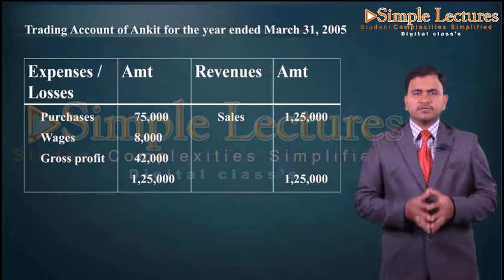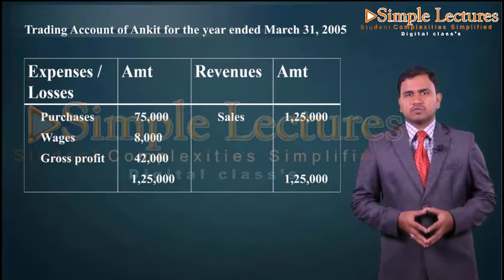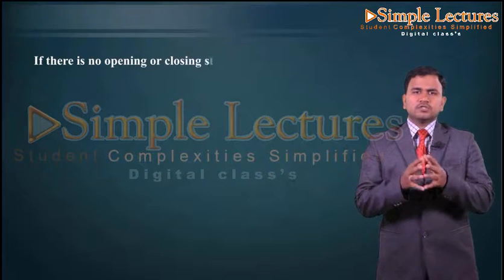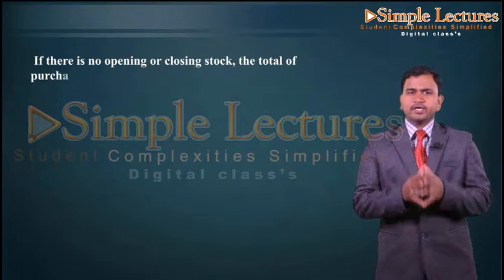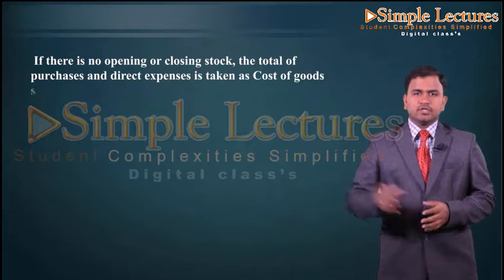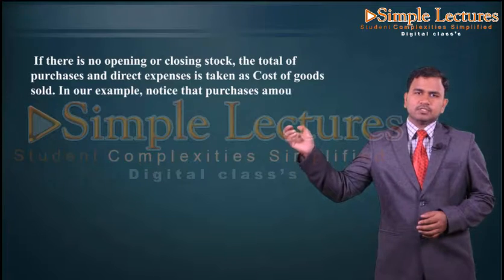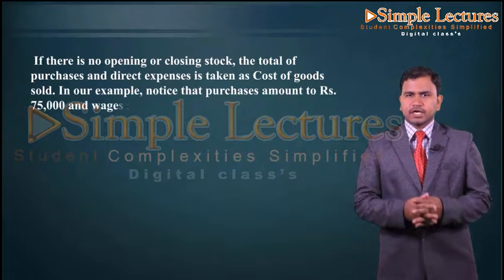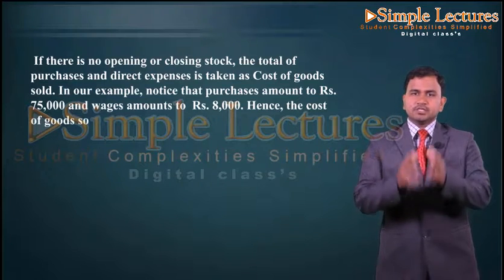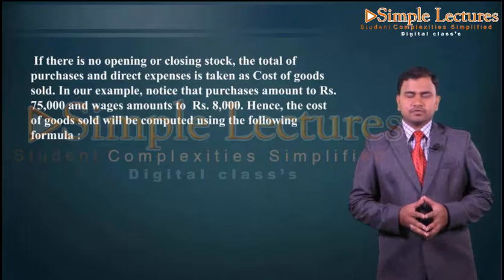By this illustrative table, we are going to see how we ascertain the cost of goods sold. If there is no opening or closing stock, the total of purchases and direct expenses is taken as cost of goods sold. So in our example, notice that the purchase amount is rupees 75,000 and the wages amount is rupees 8,000. Hence, the cost of goods sold will be computed by using the following formula.